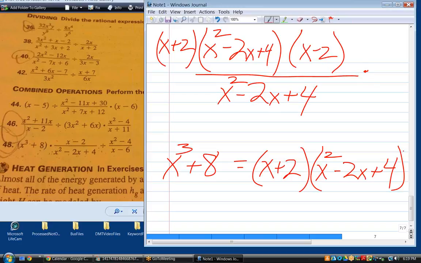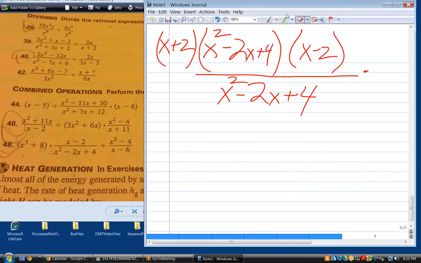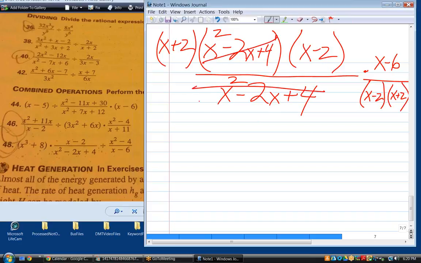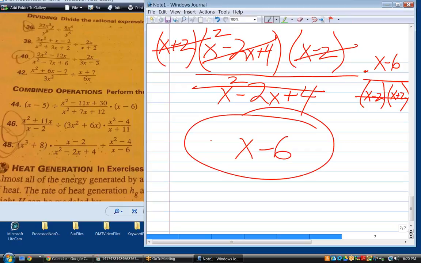Now I have to multiply it by what? X minus 6, and then x minus, hold on, let's see. We're doing, yeah, go ahead. Then it's x minus 2, x plus 2. Yeah. And once again, cancel that with that, that, and that with both of those, and I'm left with x minus 6 as the answer. Alright. Okay.